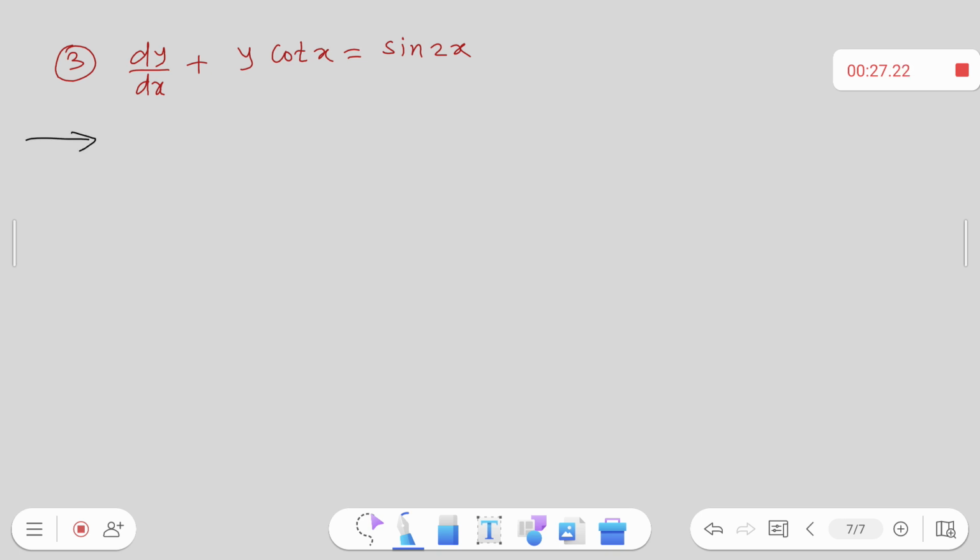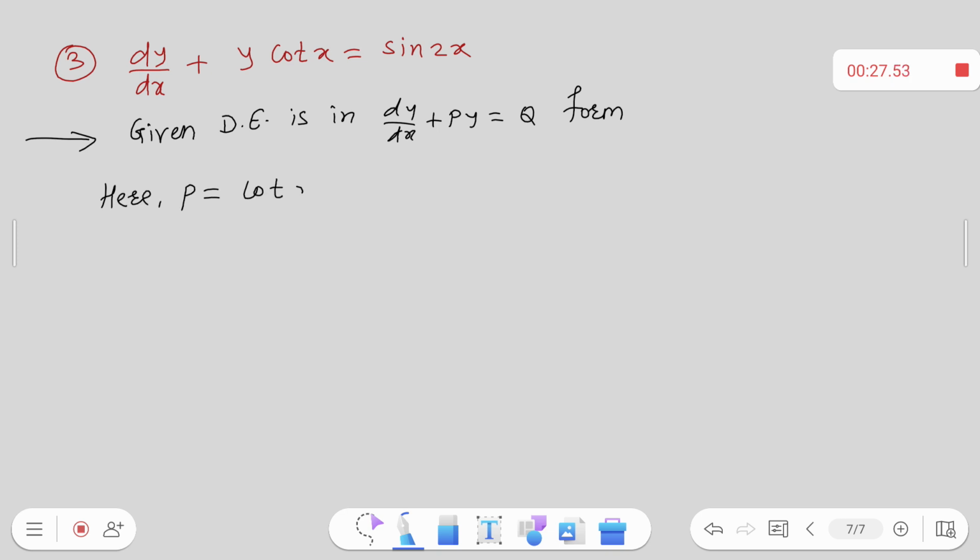So the differential equation is given in standard linear form, so no need to convert it into standard. You just compare it with dy by dx plus py is equal to q. So here p is cot x, that is the coefficient of y, and q, the RHS function, is sine of 2x.